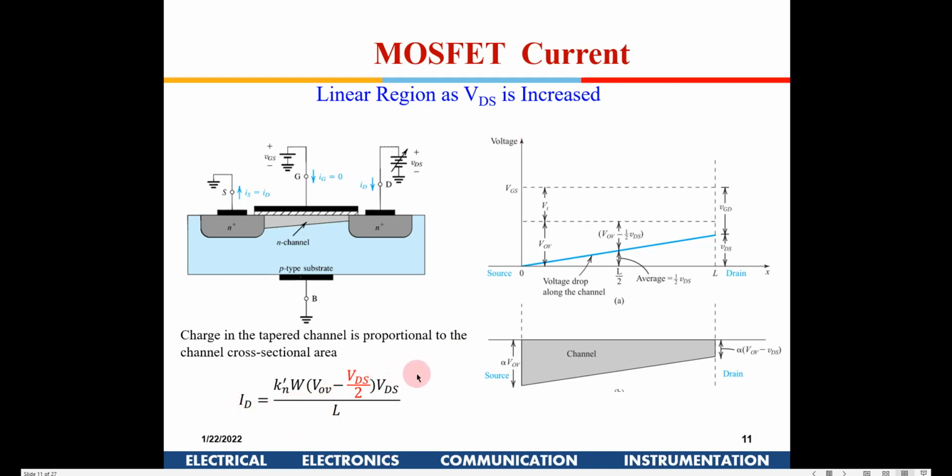This is known as the MOSFET operating in the linear region. So this is the current equation.